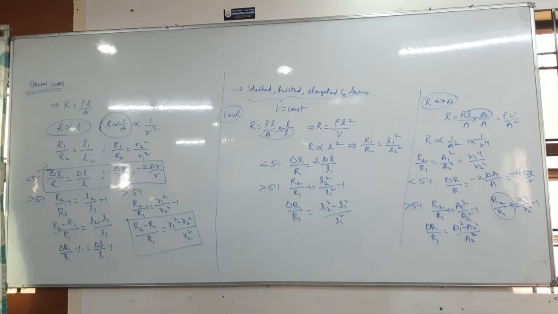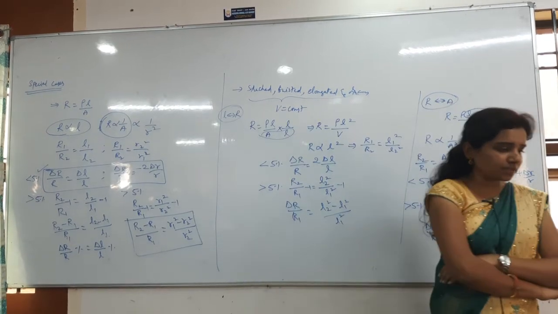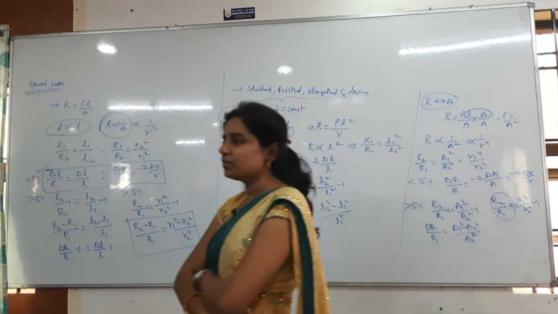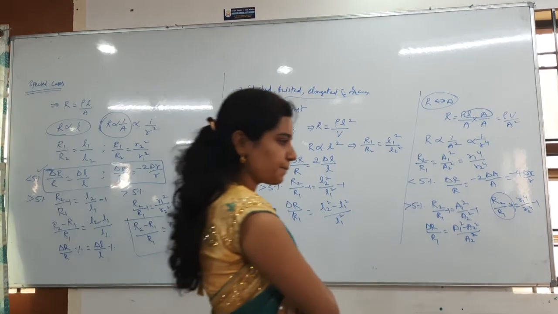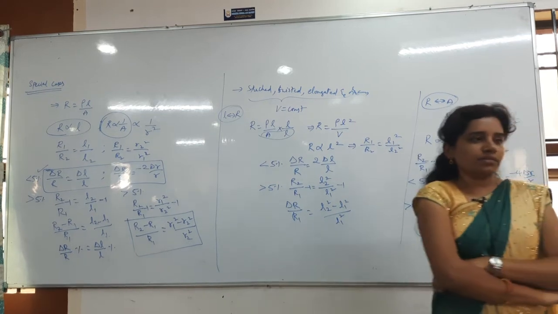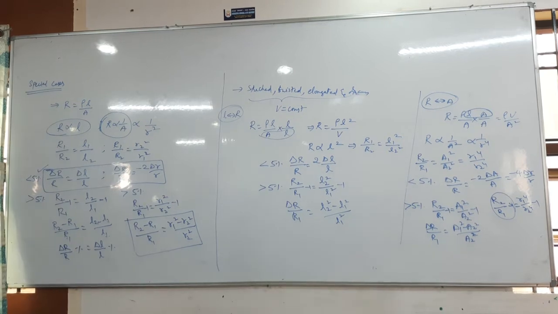If we keep any component as a constant, that should be present in the formula. This is very, very important. You have to remember always. So here volume is constant. So in this case volume is constant. Then rearrange the formula in terms of volume.